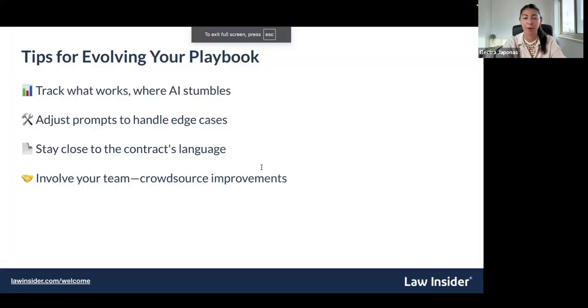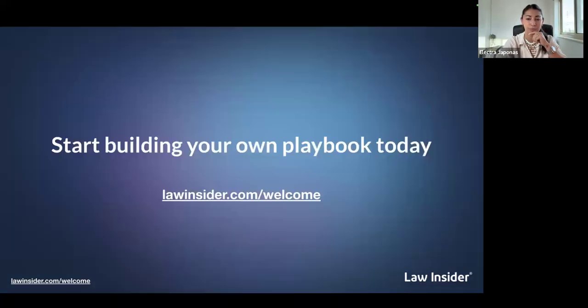Okay, tips for evolving your playbook. A playbook is not a static document. You need to continue to evolve it. So track what works and where AI stumbles. Adjust your prompts to handle edge cases. If you're using your own templates and you're constantly getting pushback, make sure you're also tweaking the language in your templates, and involve your team as well. Improvements to playbooks are always best when they come from different people, because different people handle different things, and they may have insights that you don't.